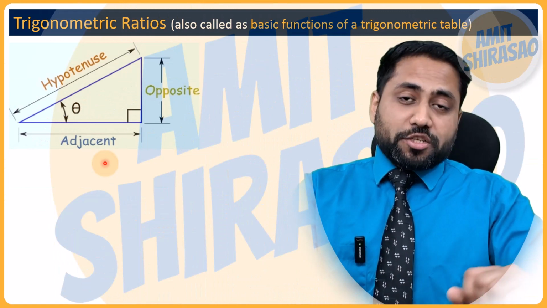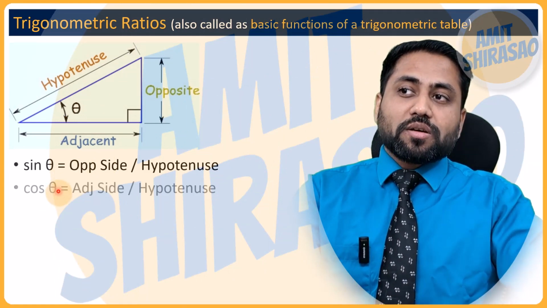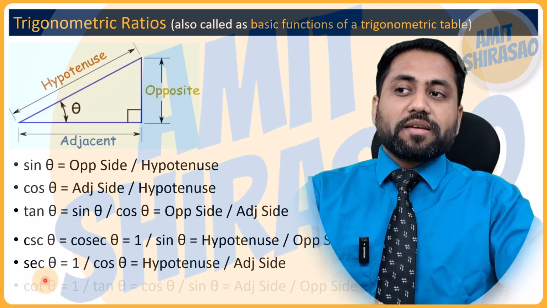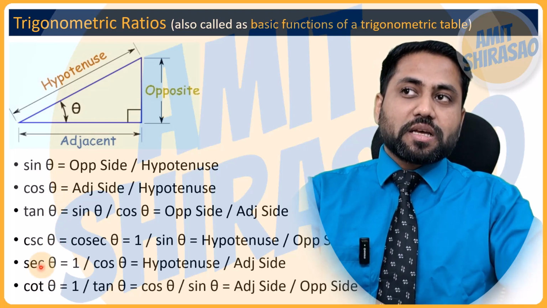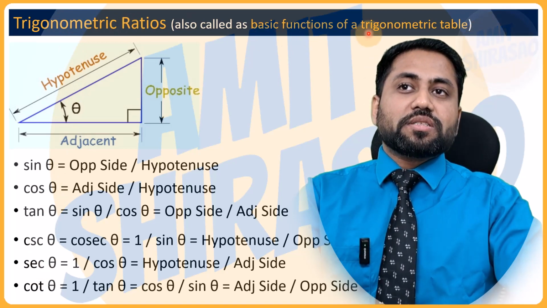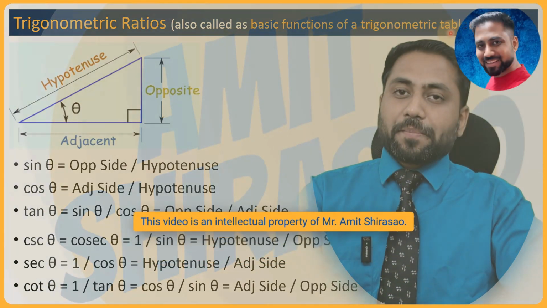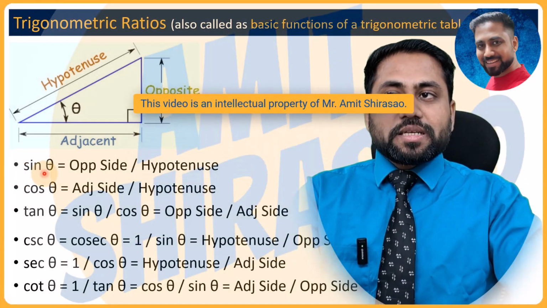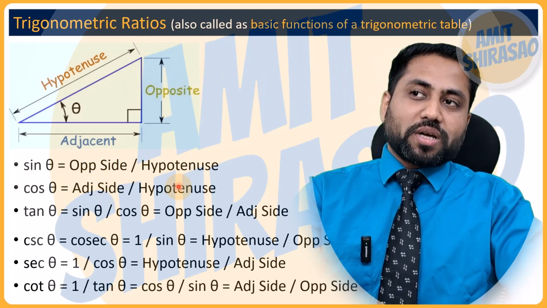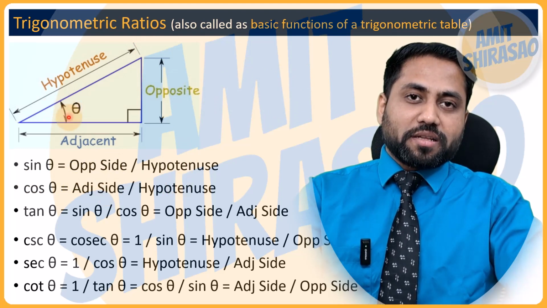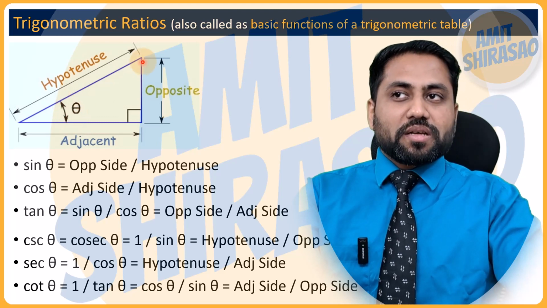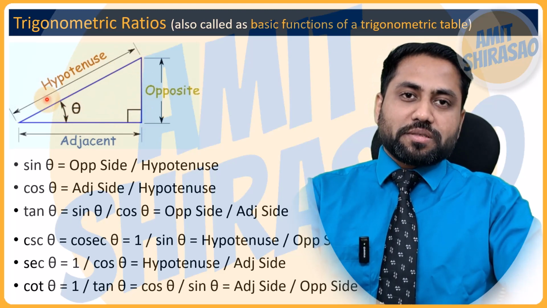What are trigonometric ratios? Sine, cos, tan, cosec, sec, and cot. These six are trigonometric ratios. They are also called the basic functions of trigonometry. So sine theta means opposite side upon hypotenuse. Cos theta means adjacent side upon hypotenuse. So this is the trigonometric angle that we are talking about. Sine of this angle is opposite side upon hypotenuse.